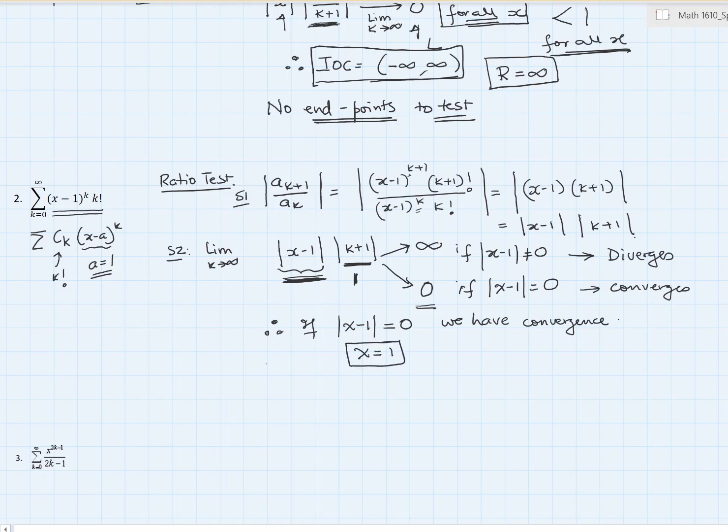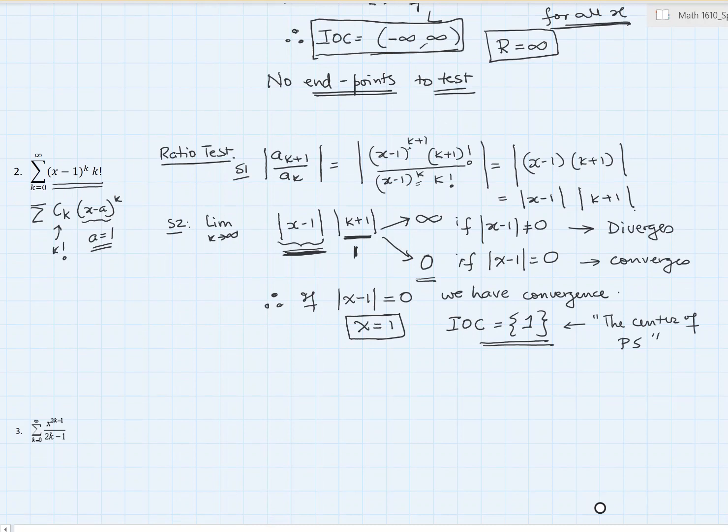So that means the interval of convergence is simply one value, 1. And what is 1? This is the center of the power series, which is not surprising. So a power series always converges at the center, so the interval of convergence is only one point, and if that is the case, R is 0.